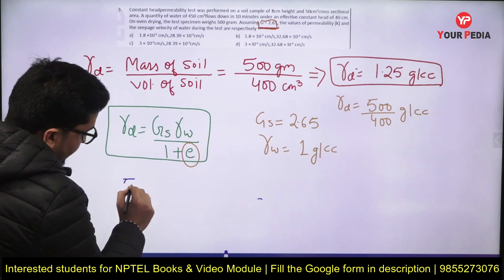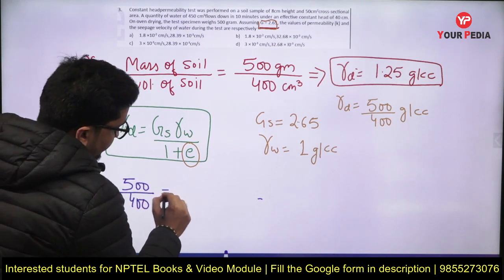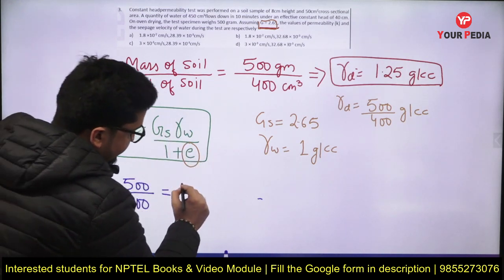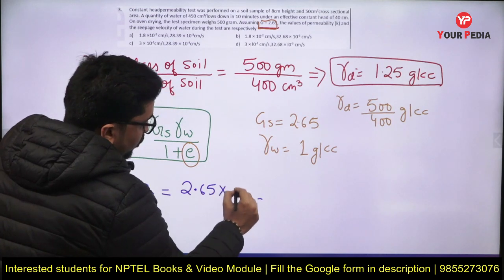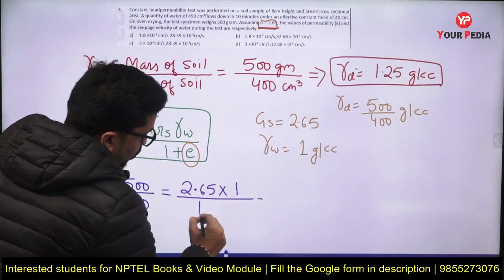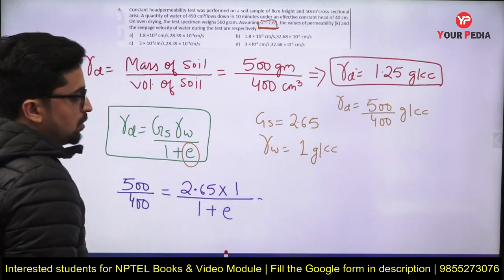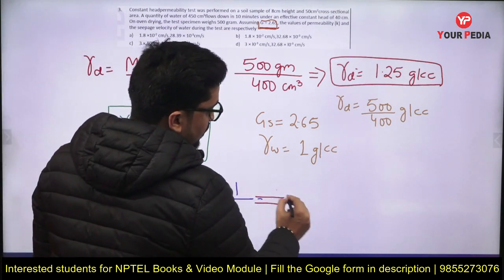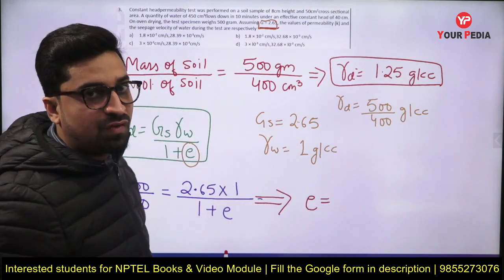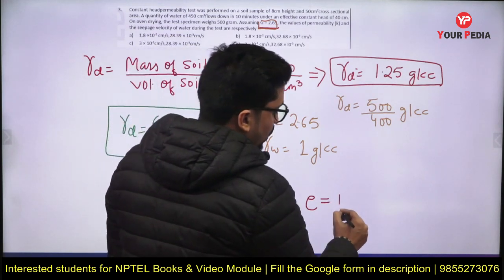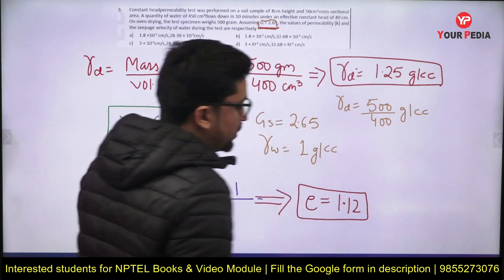So gamma D is 500 divided by 400 gram per cc, which is equal to GS, 2.65, into gamma W, 1, divided by 1 plus E, right? So solve this and you will get the value of the void ratio from this equation. On solving this, you will get the void ratio as 1.12. So the void ratio came out to be 1.12.